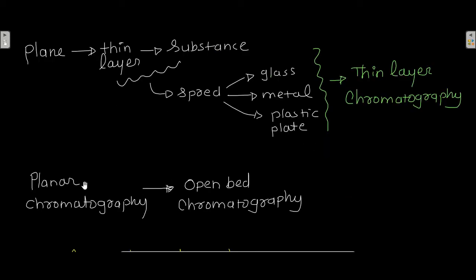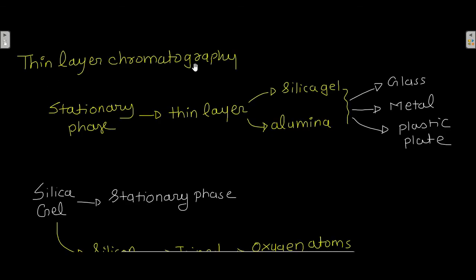Now, this planar chromatography is also known as open bed chromatography. Open bed chromatography is just the other name of planar chromatography. In thin layer chromatography, the stationary phase is a thin layer of silica gel or alumina spread on a glass plate, metal plate, or plastic plate.